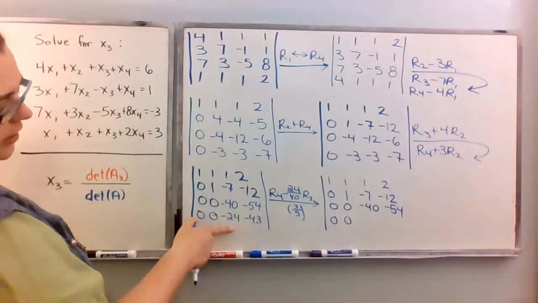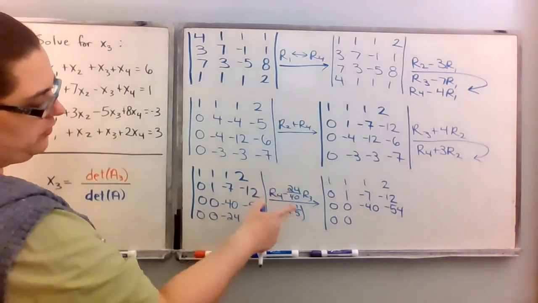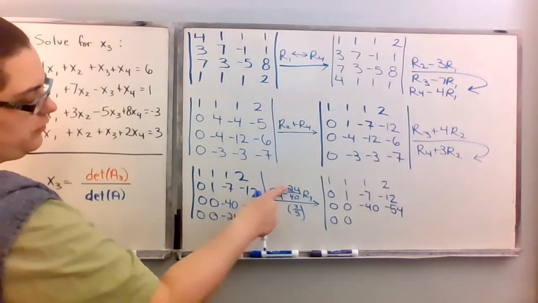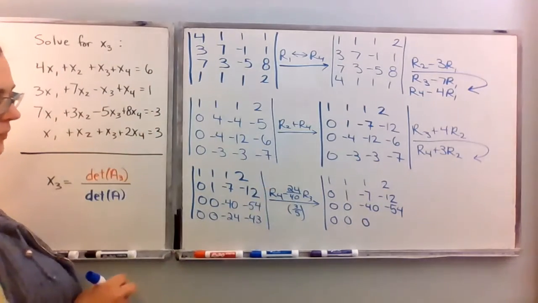So now when I do a negative 24 minus 40 times a negative 24/40ths, the minus is turned into a plus, the 40s cancel, and I get 24. So 24 and 24 makes 0. That's why I picked that.